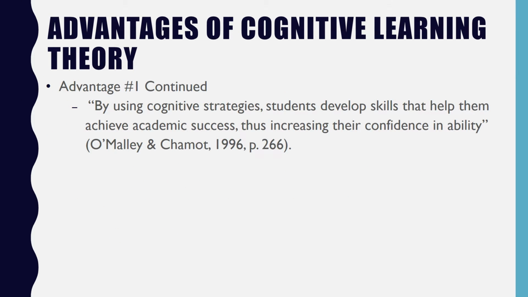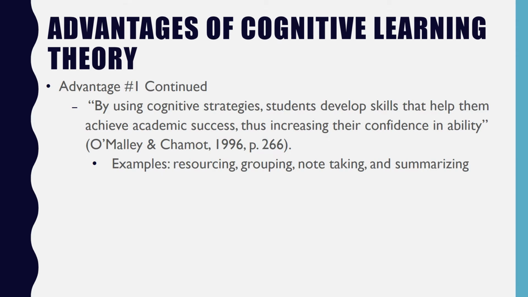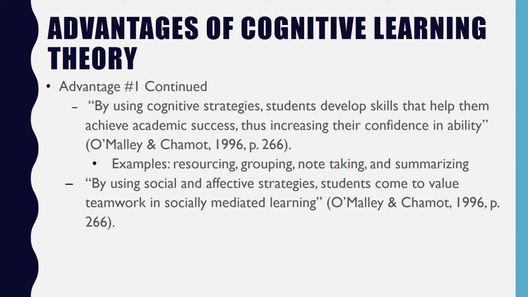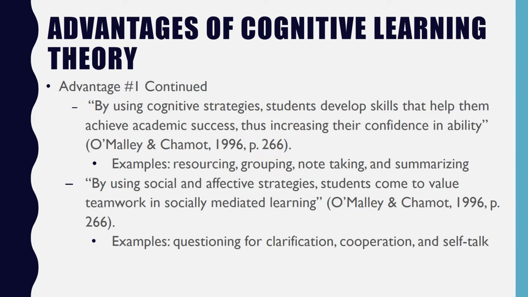By using cognitive strategies, students develop skills that help them achieve academic success, thus increasing their confidence and ability. Examples of this include resourcing, grouping, note-taking, and summarizing. And third, by using social and affective strategies, students come to value teamwork and socially mediated learning. Examples of this include questioning for clarification, cooperation, and self-talk.